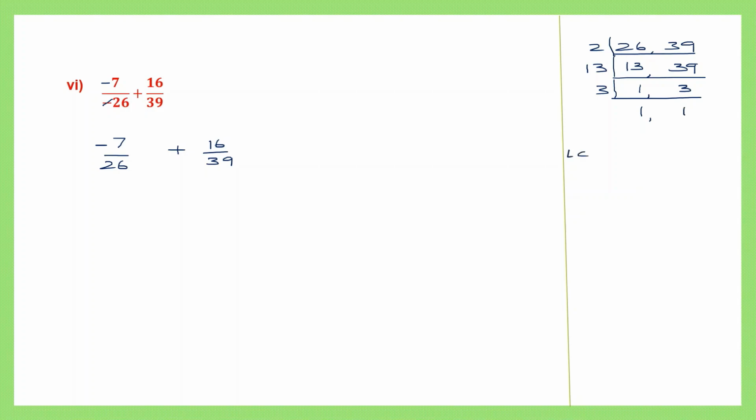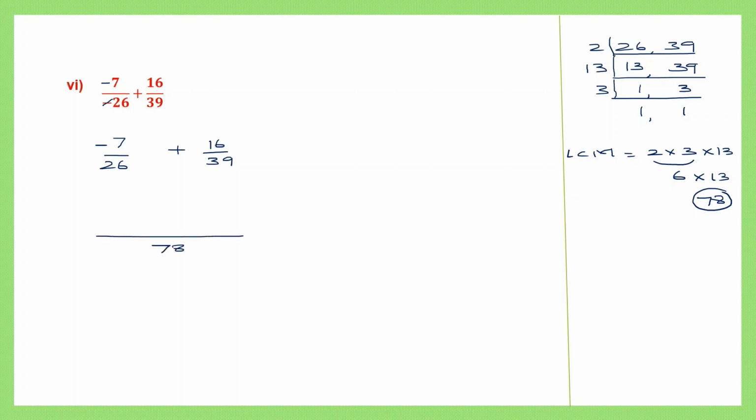So what is our LCM? Let's put the smaller numbers first. So 2 into 3 into 13. So 2 threes are 6. So let's do 6 into 13. So multiply 13 into 6. 6 threes are 18, carry 1. 6 ones are 6 plus 1, 7. So LCM is 78. So let's use 78 as a common denominator.